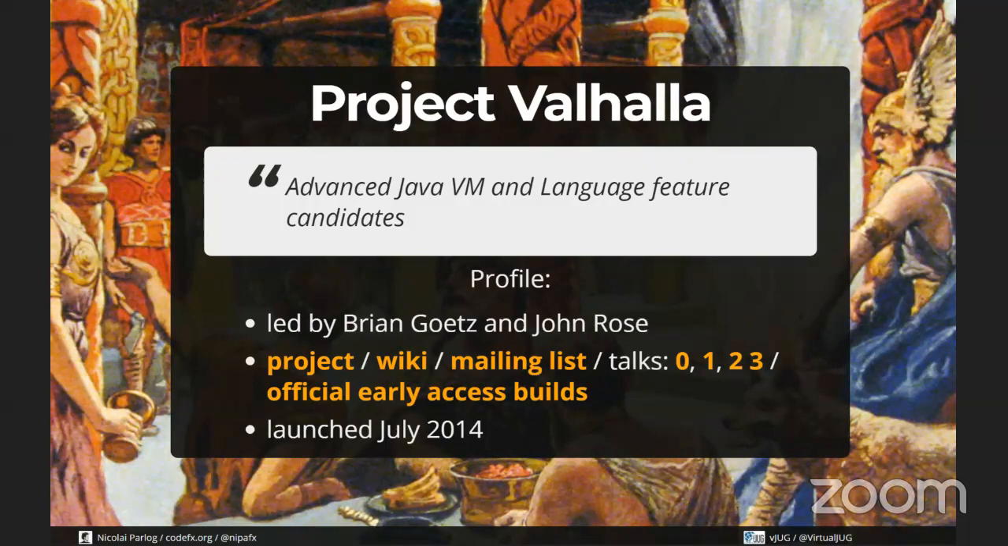Let's go into Valhalla. Valhalla has a very unspecified mission statement: advanced Java VM and language feature candidates, which is kind of weird. It's led by Brian Goetz and John Rose. Once again, tons of links. Launched in July 2017, so it's more than 5 years old, and it's still going to take, I wouldn't be surprised, another 5 years.